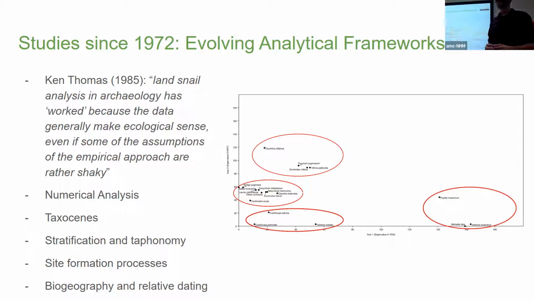He looked at things like response rates of species to ecological change as well, and then started to think about how land snails become stratified within soil sequences and the degree to which there might be time averaging in that process. And he concluded, and I like this conclusion, although it is somewhat unsatisfactory, that land snail analysis in archaeology has worked because the data generally make ecological sense, even if some of the assumptions of the empirical approach are rather shaky.